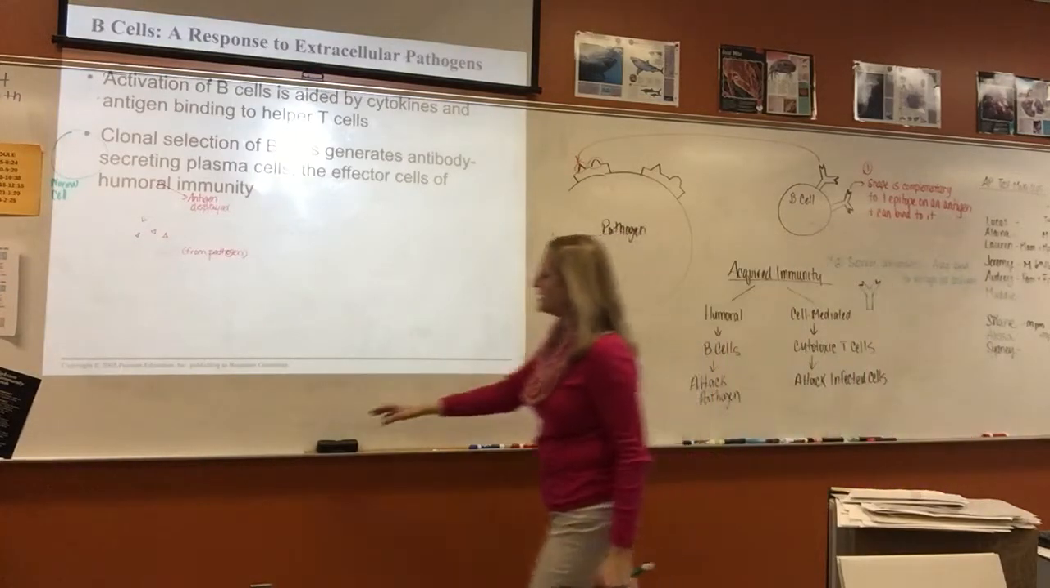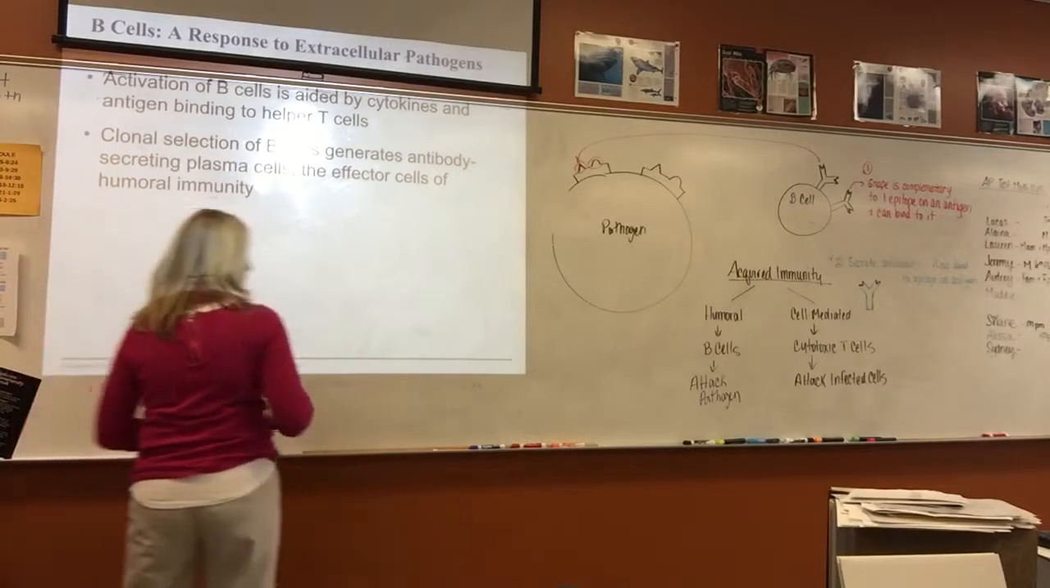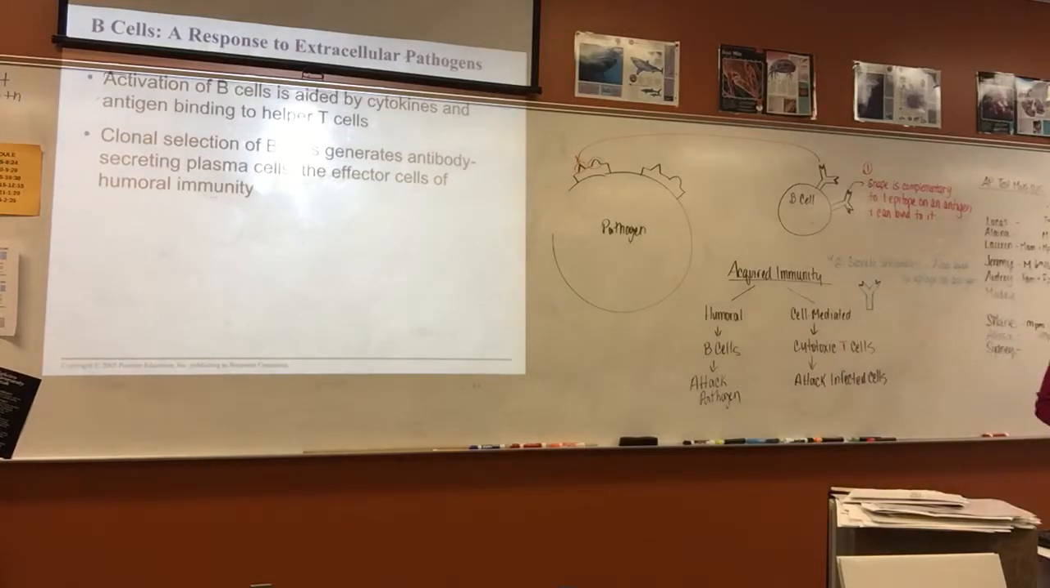All right, and then the last thing that we need to look at in terms of acquired immunity is, we go a little bit further with B cells here. So activation of B cells is aided by those cytokines and antigens binding to the helper T cells.